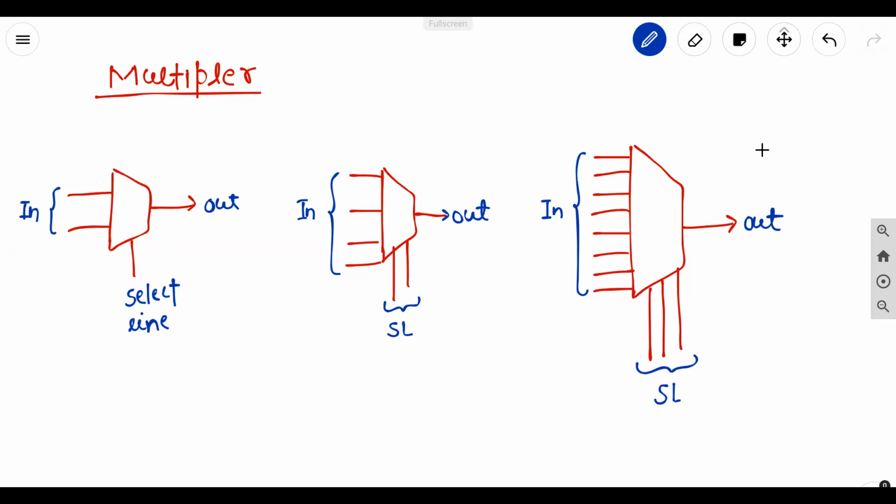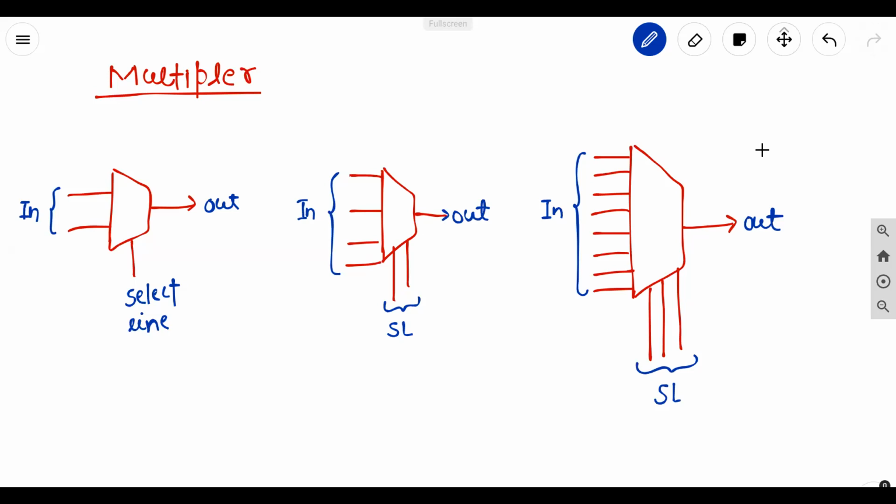In today's lecture series, I'll start the multiplexer. So, in multiplexer, first of all, we have to understand what the device is, how it gives the output, what the inputs are, and what the select lines are. Basically, this is a device which takes multiple inputs and gives only one output, depending on the select line. The select line is what?